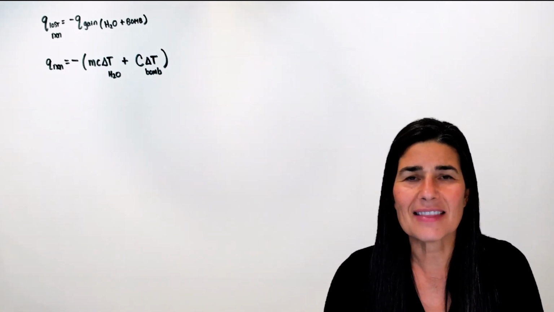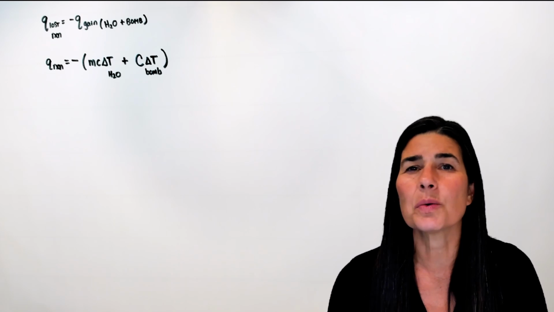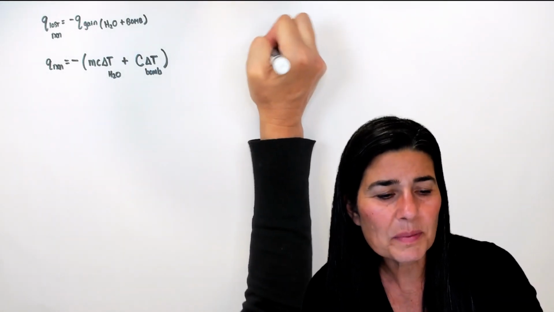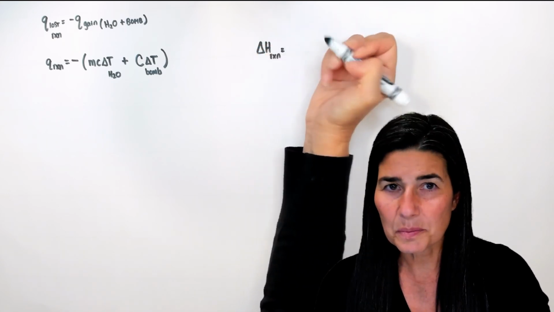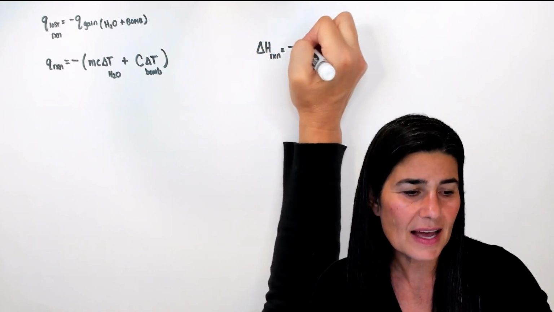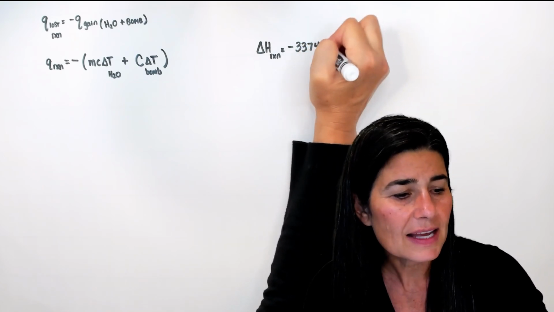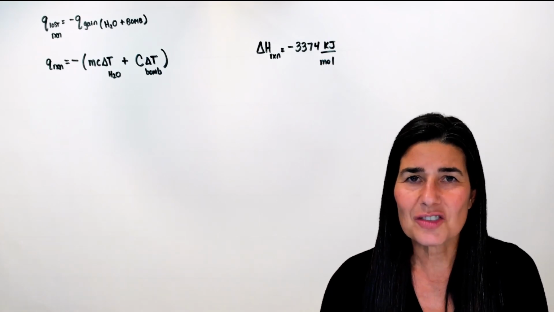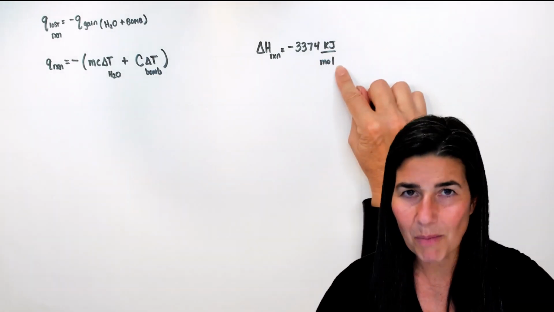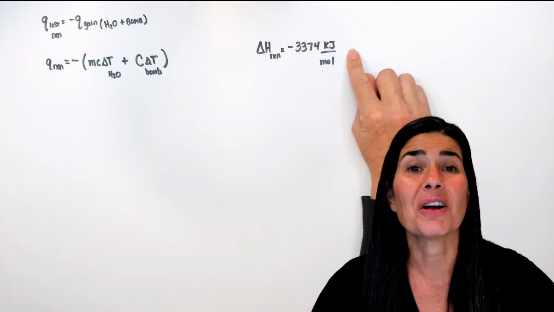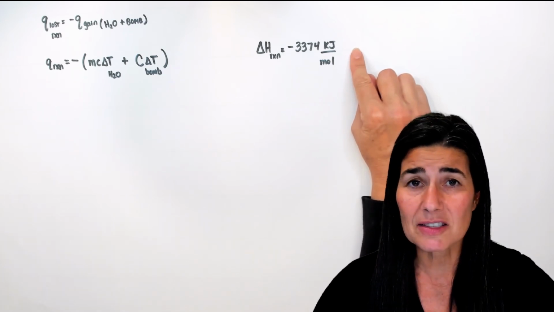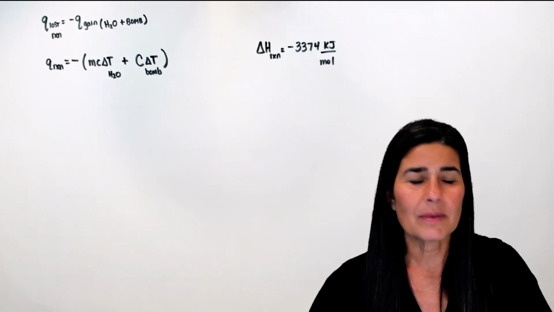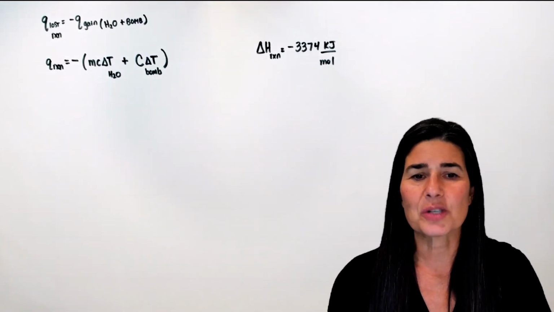Okay, so how do we get the heat released by the reaction? It's like we're doing this problem backwards. They give us, in this case, the enthalpy of this reaction. The enthalpy of the reaction is a negative 3,374 kilojoules per mole of TNT that we explode. If we just take our kilojoules per mole and multiply by the number of moles of TNT that we actually combusted, we'll get the heat that was released. Then we'll know this number. So let's find the moles of TNT that we actually combusted.